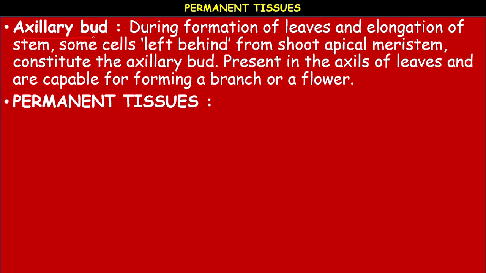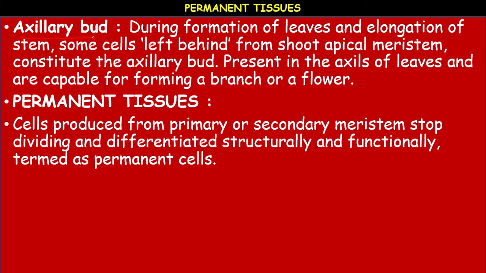Next, come to the permanent tissues. So, in plants the tissues are classified into meristematic tissue and permanent tissue. We have studied about the meristematic tissue. Now, permanent tissue. What is the permanent tissue? The permanent tissues are those tissues which have lost the power of cell division, opposite to meristematic tissue. Meristematic tissue means the tissue with actively dividing cells, whereas permanent tissue possesses cells which have lost the power of cell division. Okay.